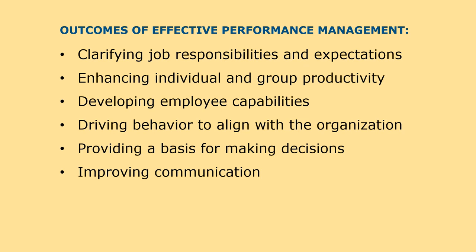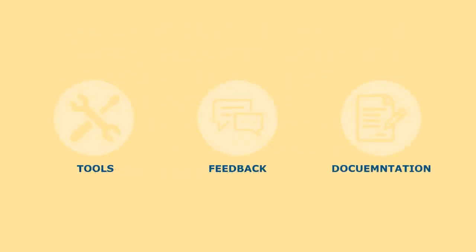Outcomes of effective performance management include the following: clarifying job responsibilities and expectations, enhancing individual and group productivity, developing employee capabilities through effective feedback and coaching, driving behavior to align with the organization's values, goals, and strategy, providing a basis for making human resource decisions, and improving communication between employees and managers. Effective performance management depends on the development and implementation of appropriate performance management tools, feedback, and documentation.